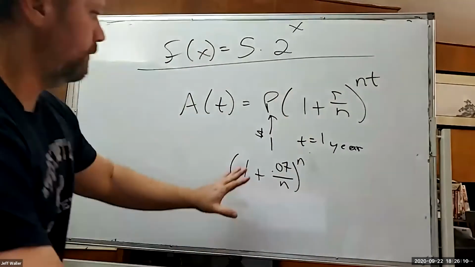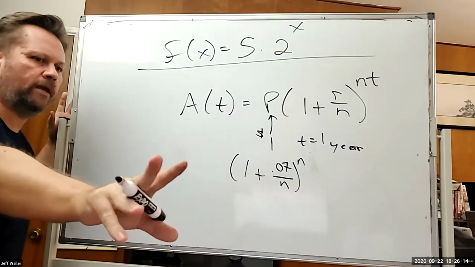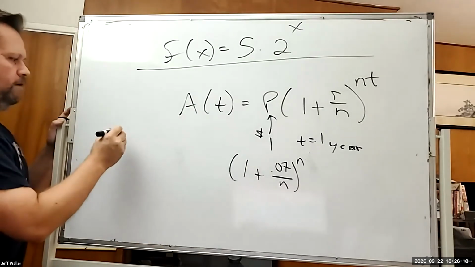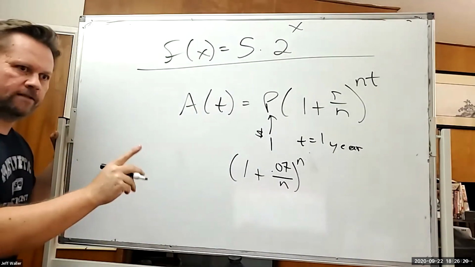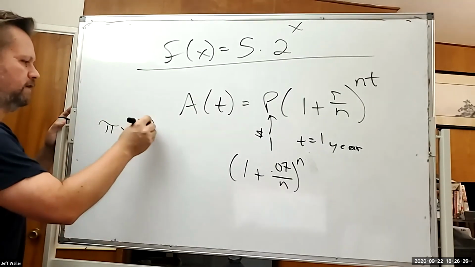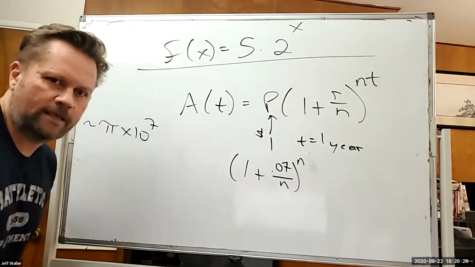By the way, real quick, ask Siri. No, wait, I want you to ask her in a second. The number of seconds in a year is pi times 10 to the 7th, approximately. Is that weird?